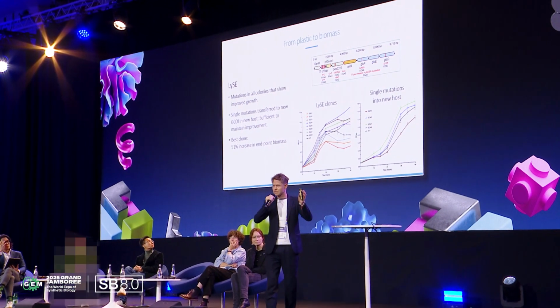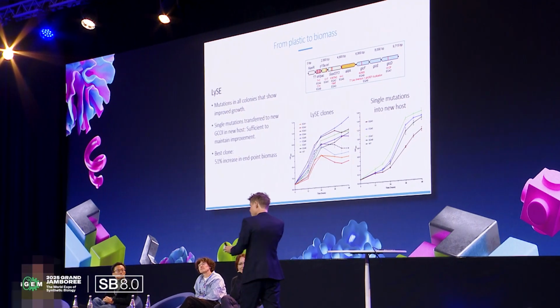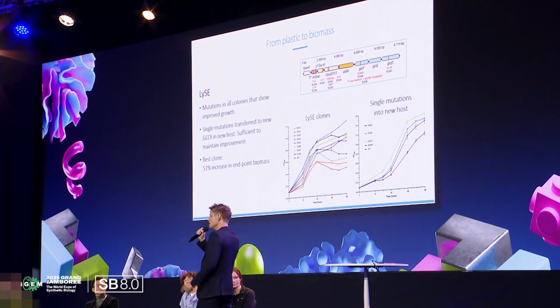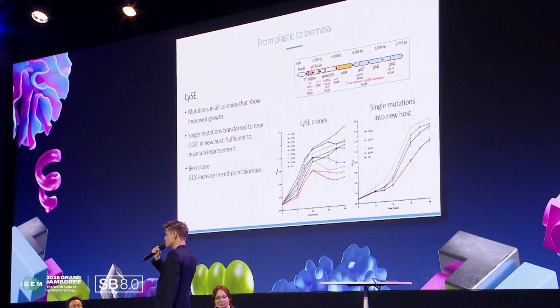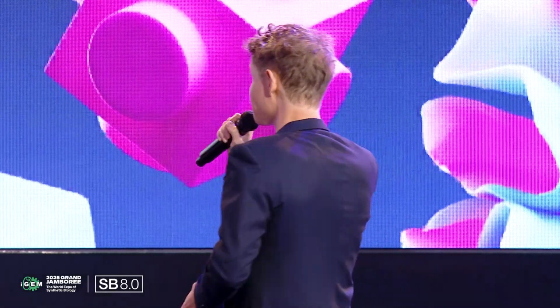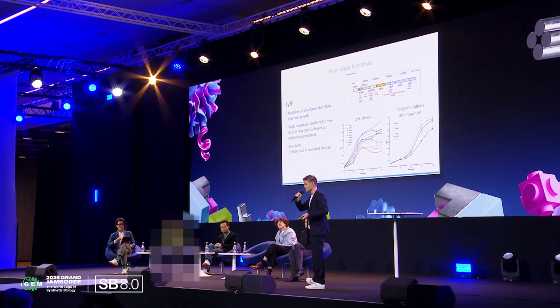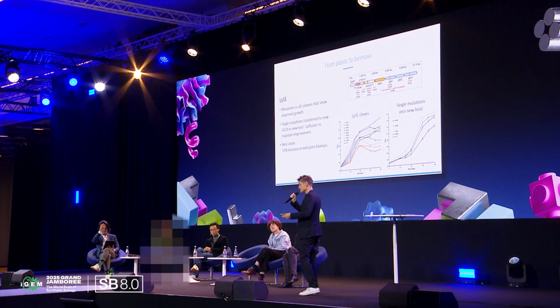When we took these single point mutations that we found in our screen and we moved them into fresh phagemids in fresh cells, they were imitating the same amount of improvement. So we know by this method that when we see improvement, it is sitting exactly in the genes we want, not somewhere else in the cell. And the best clones we could pull out of this, they increased their endpoint biomass by 51%. So they got 51% better at taking up this plastic degradation product and turning it into bacterial biomass.